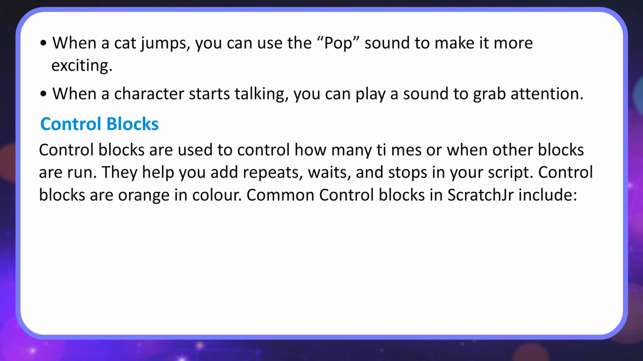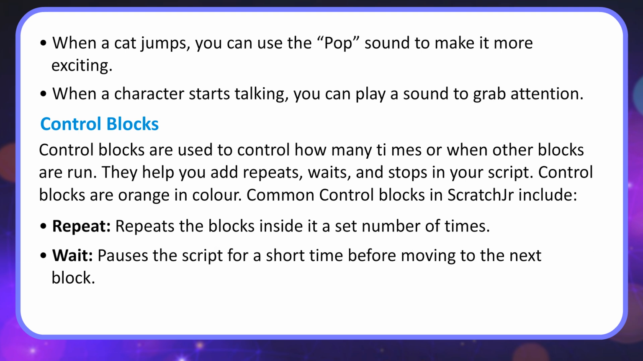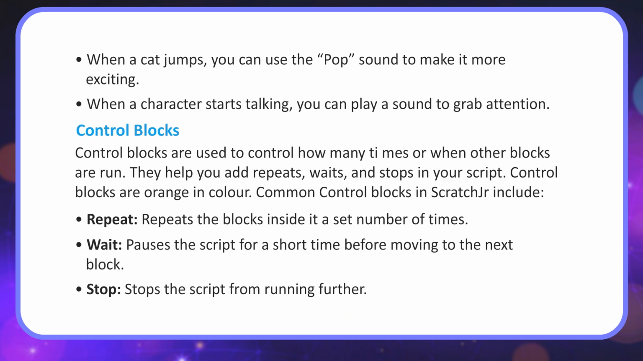Control blocks. Control blocks are used to control how many times or when other blocks are run. They help you add repeats, waits, and stops in your script. Control blocks are orange in color. Common control blocks in Scratch.jr include: repeat. Repeats the blocks inside it a set number of times. Wait. Pauses the script for a short time before moving to the next block. Stop. Stops the script from running further.